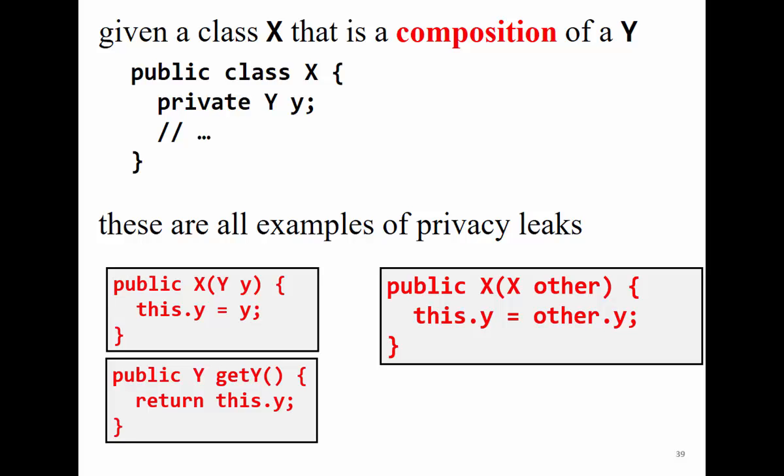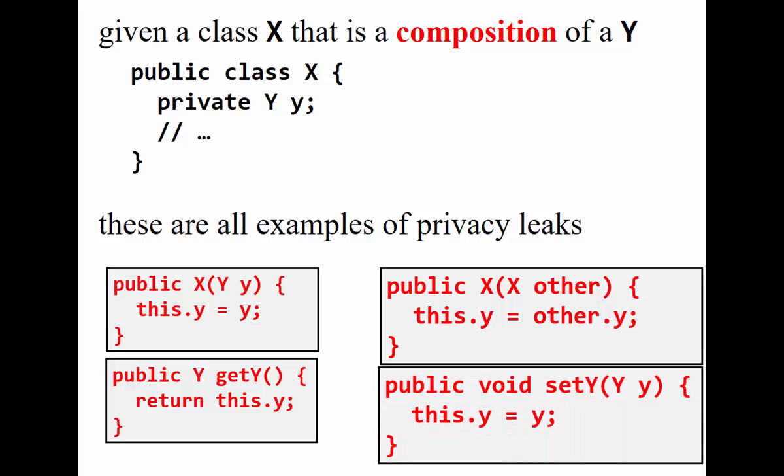This is not good. If I give you a copy constructor for x, you should create a new other y. So you should not assign other.y to this.y. Now other x and this x have the same access to the y. In terms of the setter, you should not do this.y equal to y. You should always create a new y.